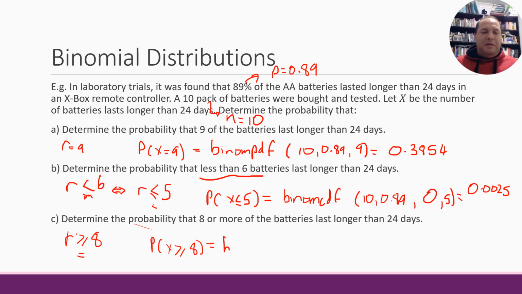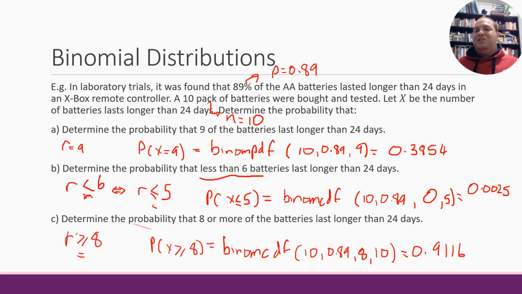So we're going to use here binomCDF 10, 0.89. This time my lower limit is 8 because I want equal to or greater than 8. My upper limit is going to be 10, so I can have anywhere between 8 and 10 successes. Into the calculator, 0.9116. There's a 91.16% chance that I will get 8 or more batteries lasting more than 24 days.